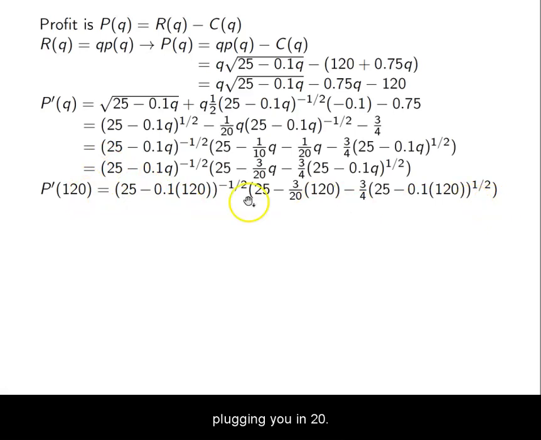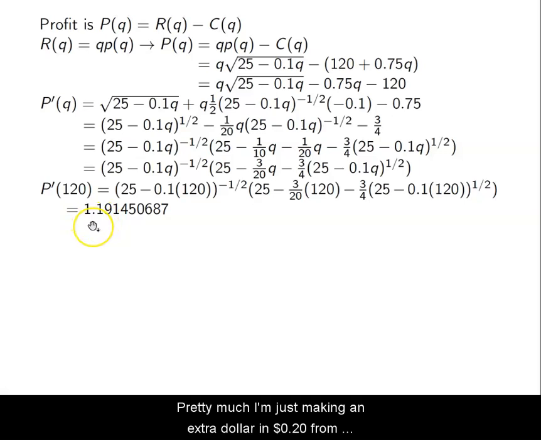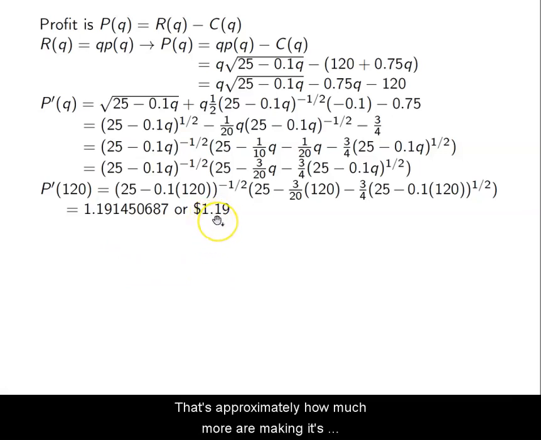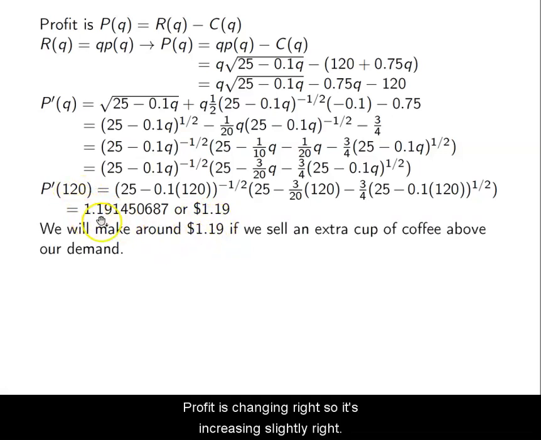So I'm plugging in 120, throw it in the calculator, and I get 1.191450687, which means that pretty much I'm just making an extra $1.20 from selling one more cup of coffee after I've already sold 120. So that's approximately how much more I'm making. It's also the rate at which my profit is changing, right? So it's increasing slightly. So again, we'll make around $1.19 if I sell an extra cup of coffee above our demand.